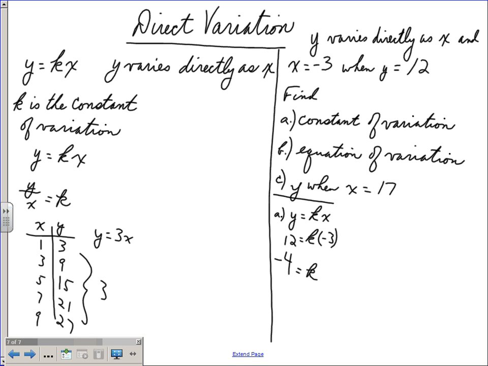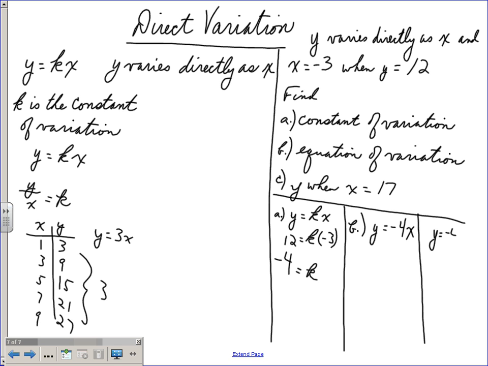Part B. Give me the equation of variation. Well, that's easy. Now that we have the constant, it's simply y equals negative 4x. That's the equation of variation. Part C. Find y when x is 17. So y is equal to negative 4 times 17. And so the y value is negative 68. Okay?